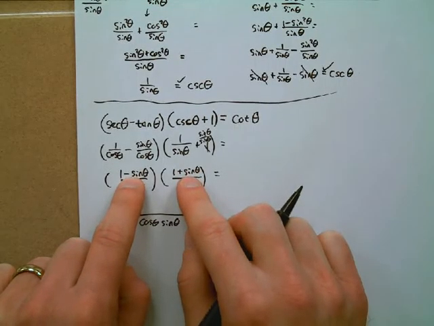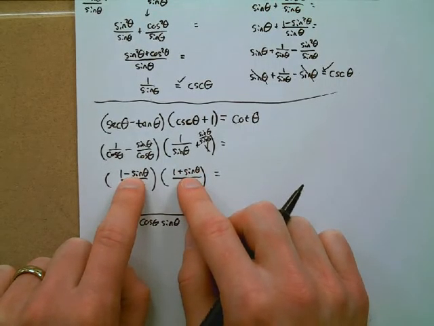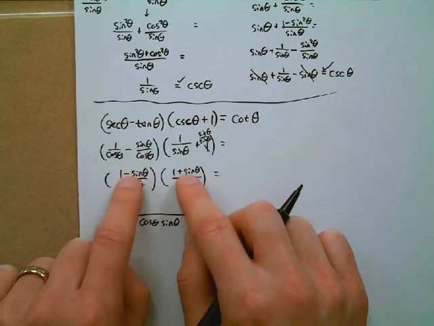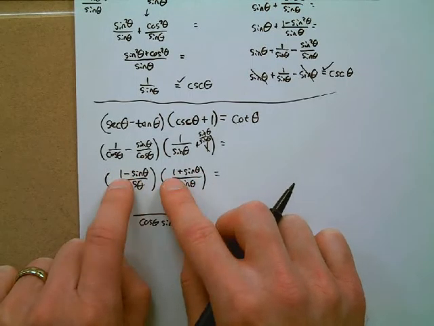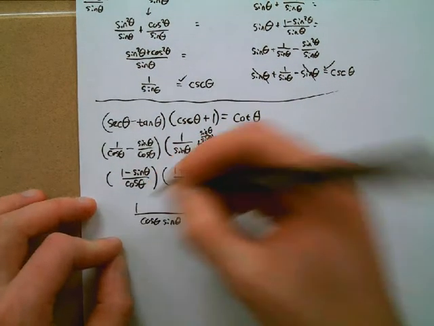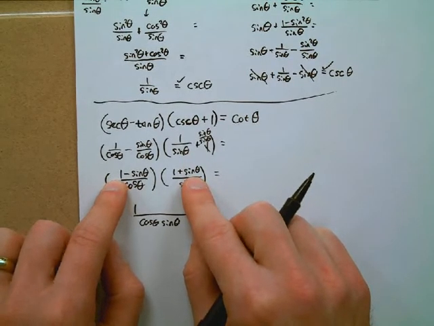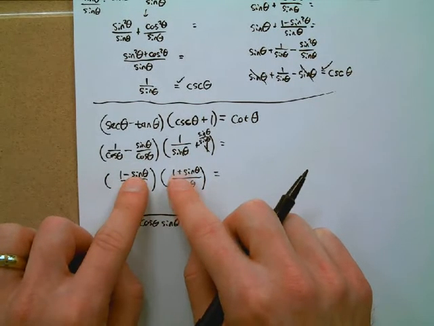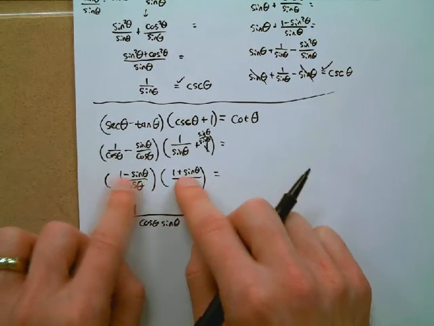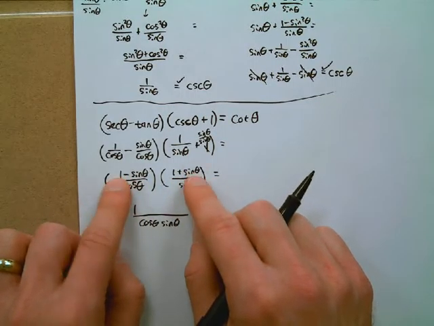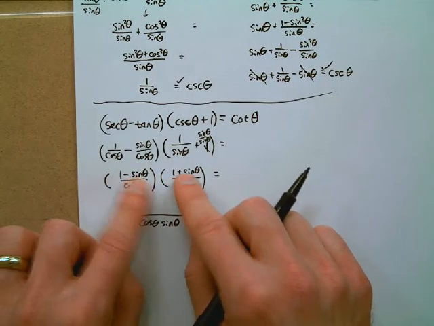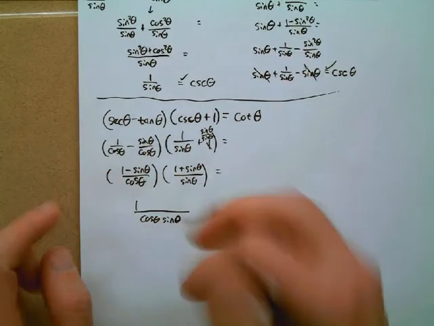So we'll have to do the first, right? 1 times 1, 1. The outer, 1 times plus sine theta is plus sine theta. The inner, minus sine theta times 1 is minus sine theta. Oh, the middle term's going to cancel. We have plus 1 sine theta and we have minus 1 sine theta. So the middle term cancels, and it's left with minus sine squared theta, like that.